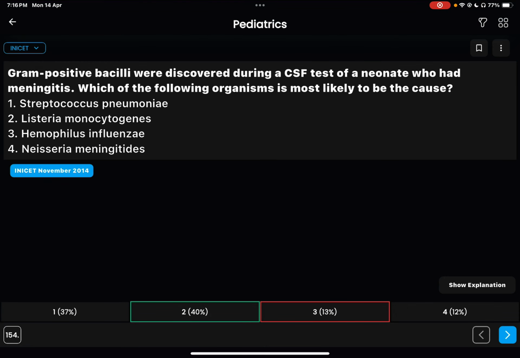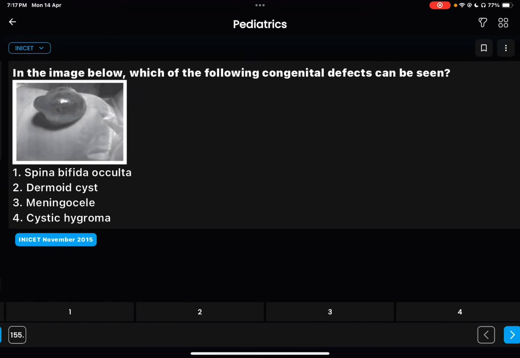So, Listeria monocytogenes is a gram-positive bacilli, and Streptococci is a cocci. So that's how you can differentiate. So, gram-positive bacilli, CSF, neonate, meningitis: Listeria monocytogenes. Remember, Listeria is a bacilli.